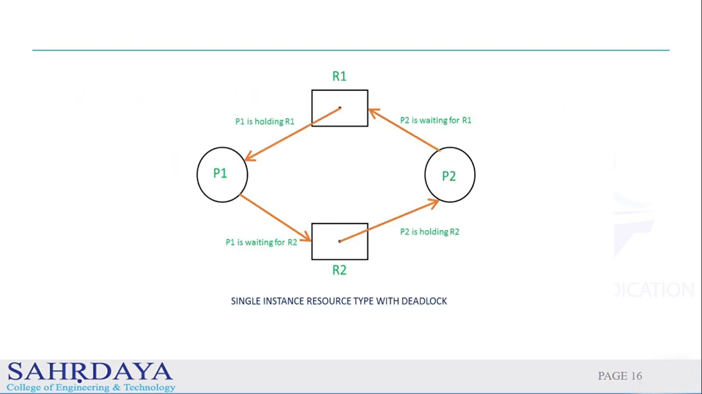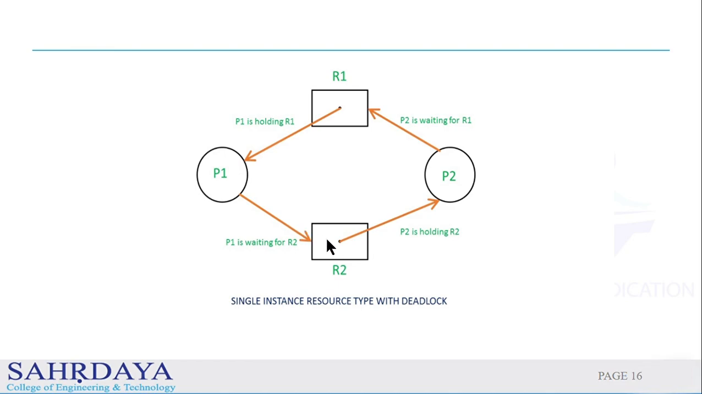Here we have two resources, and one more thing about this algorithm. This resource allocation graph is only for a single instance of each resource. For multiple instances, we will use Banker's algorithm. Here we have one instance of R1 and one instance of R2. Now suppose P1 is holding R1, R1 is requested by P2, P2 is holding R2, and P1 is waiting for R2.